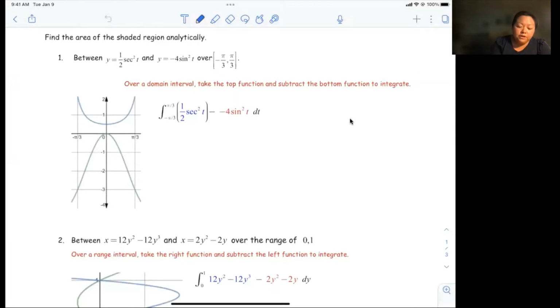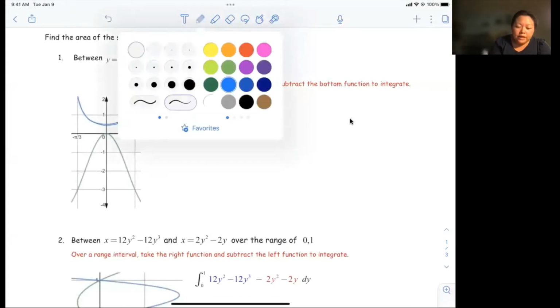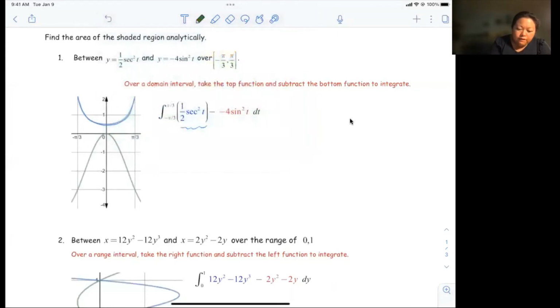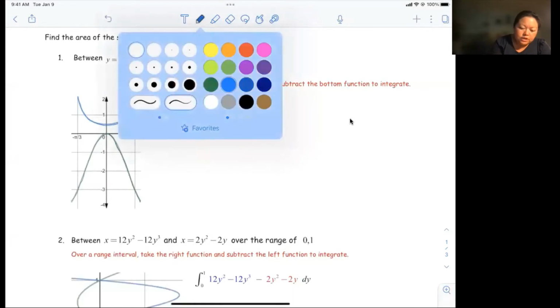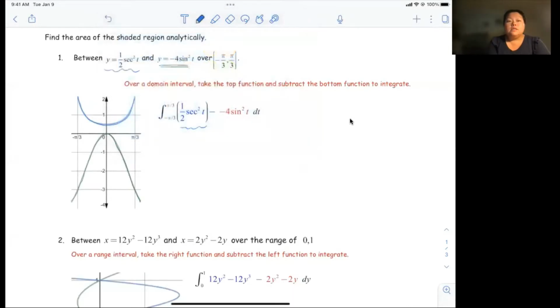So ideally, something like this, you will have the calculator to help you. But this first function, 1/2 secant squared t, is this blue function right here that's already graphed out for you, right? And the second function, the negative 4 sine squared t, is this green function that I've graphed down here. Okay. So my top function is the 1/2 secant squared t. My bottom function is negative 4 sine squared t. And then notice how the graphs don't intersect each other.